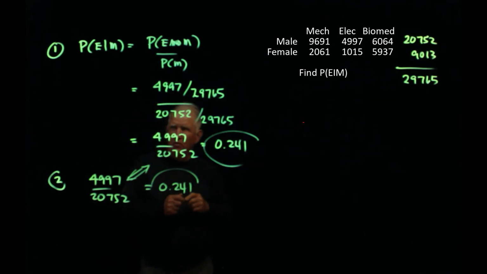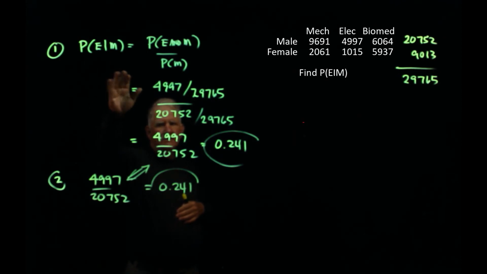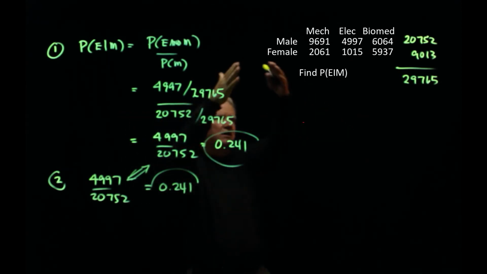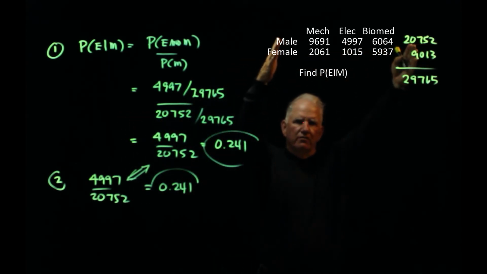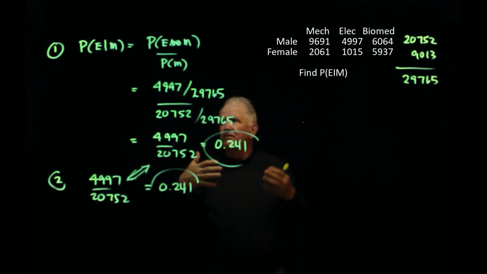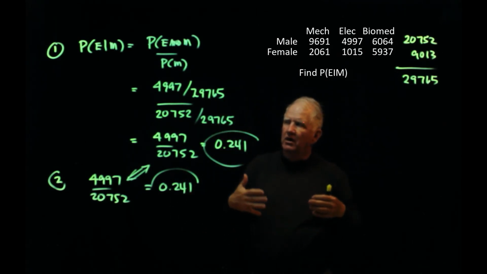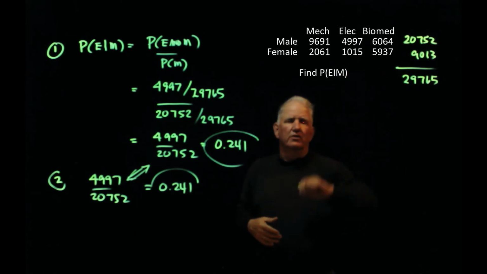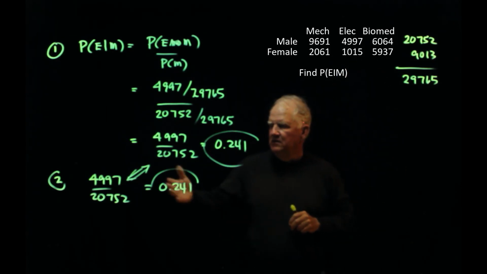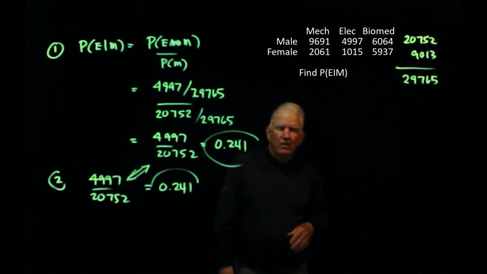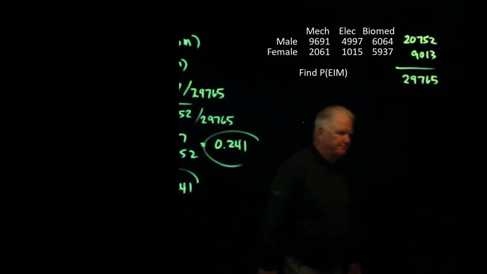And again, I'm going to say it one more time. Remember what that says. That says, given that we're just concerned with the males, forget about all the data except for just the row of males here. Of the males, what fraction of the males are electrical engineers? Well, it's right there for you, it's 4,997. Divide the two, and you get the answer to the problem. Okay, let's move on.